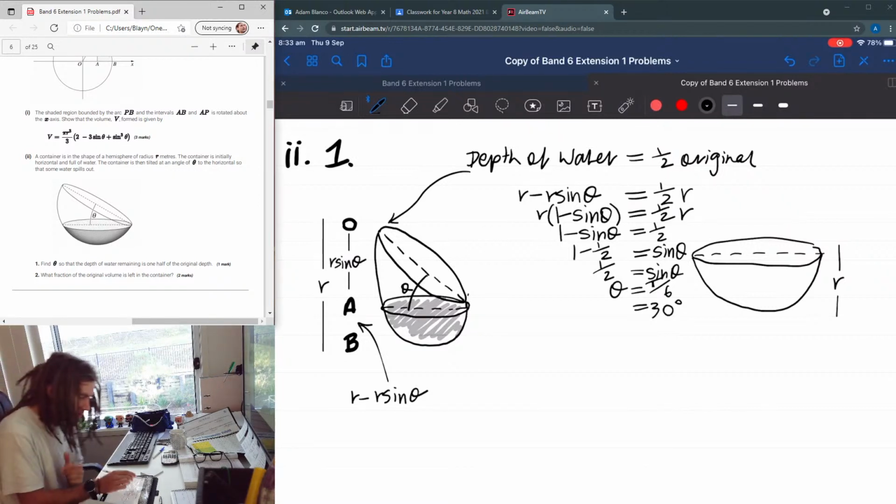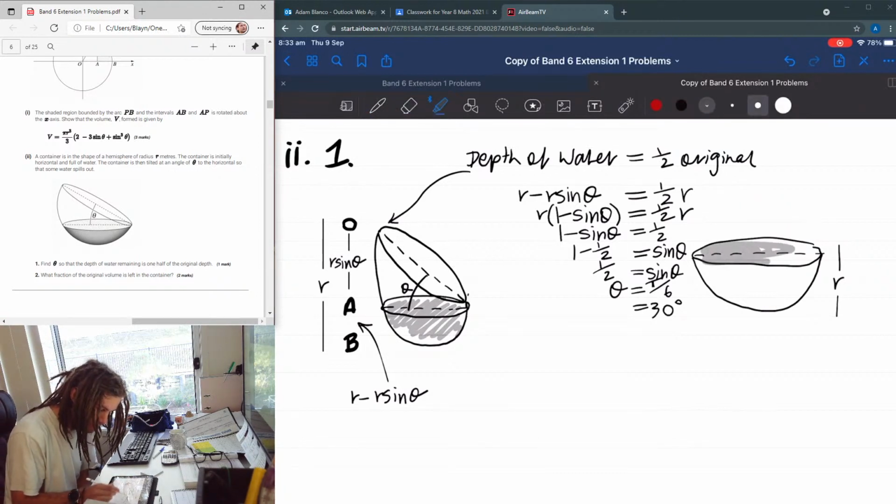But it's just a weird concept. Like, that should be full of water.